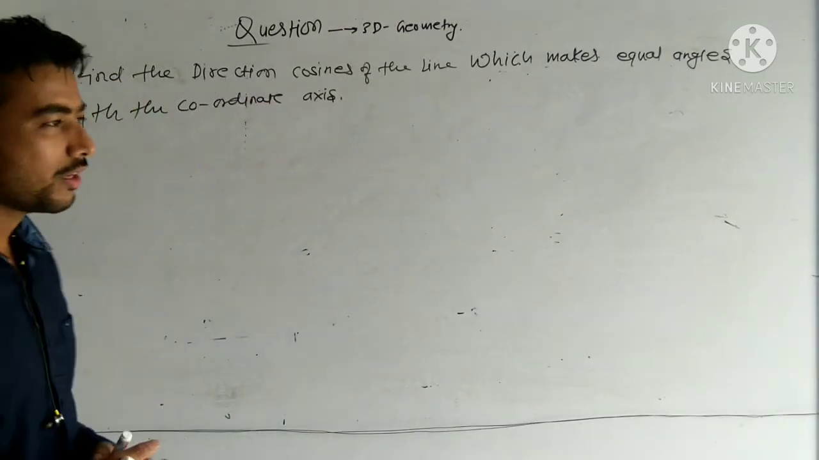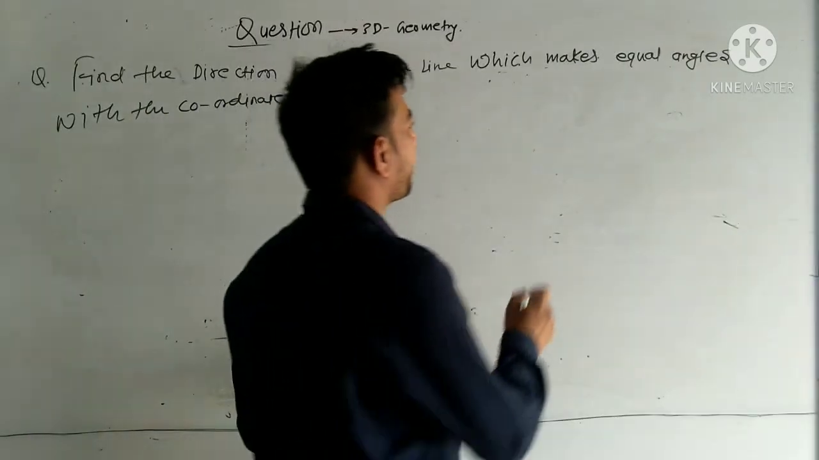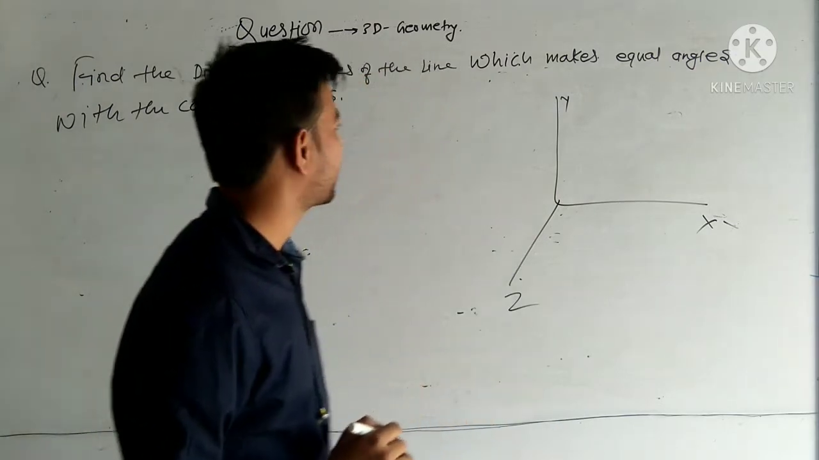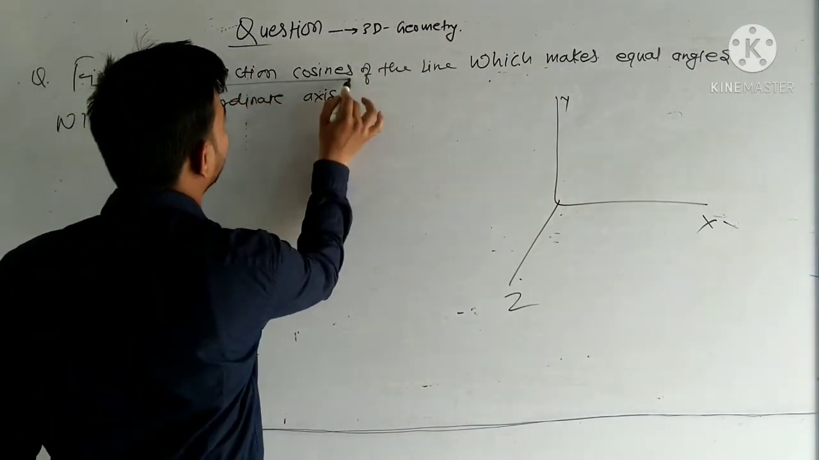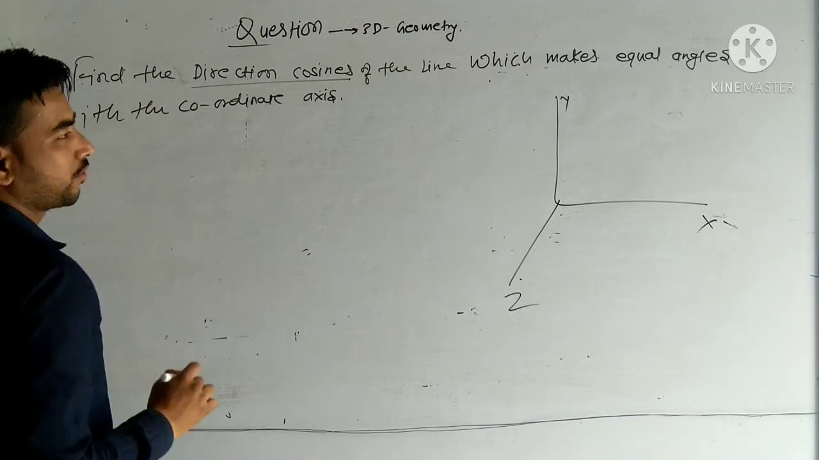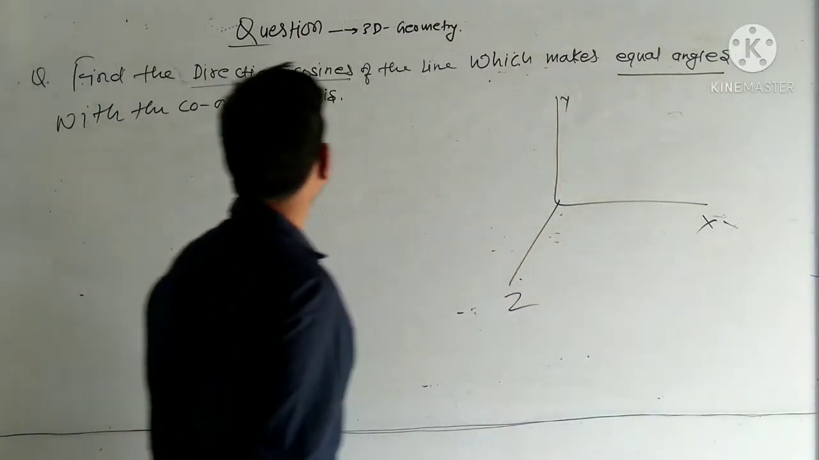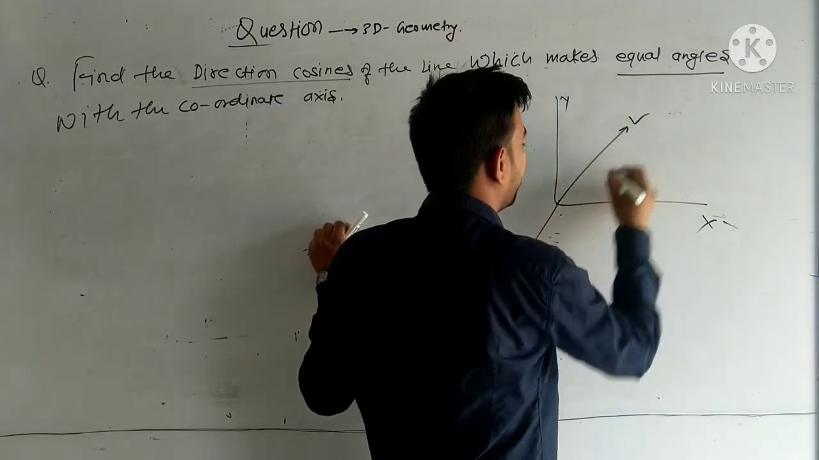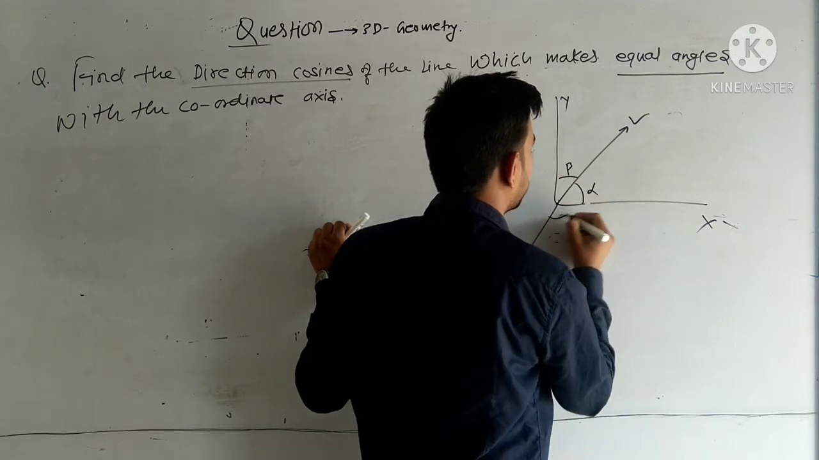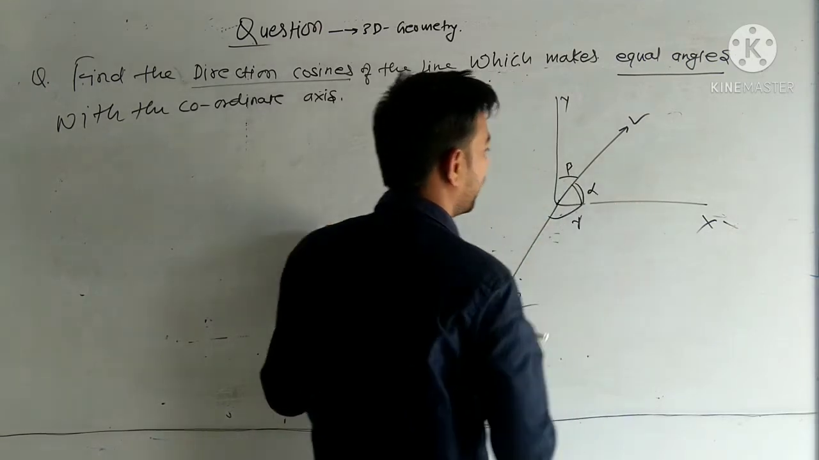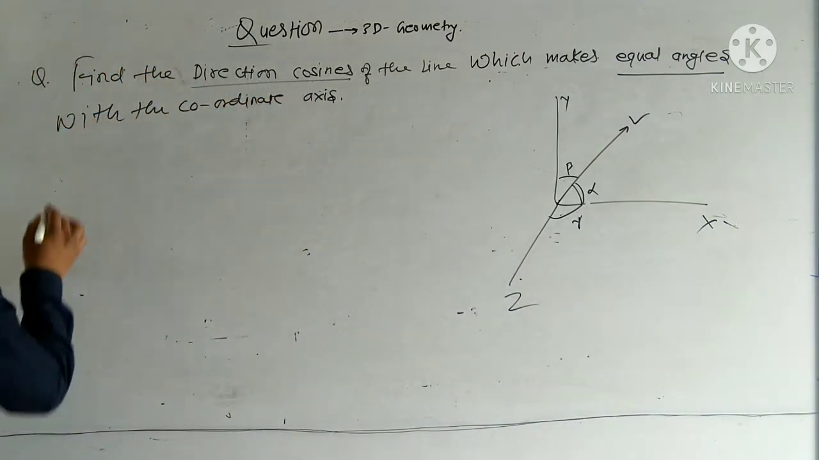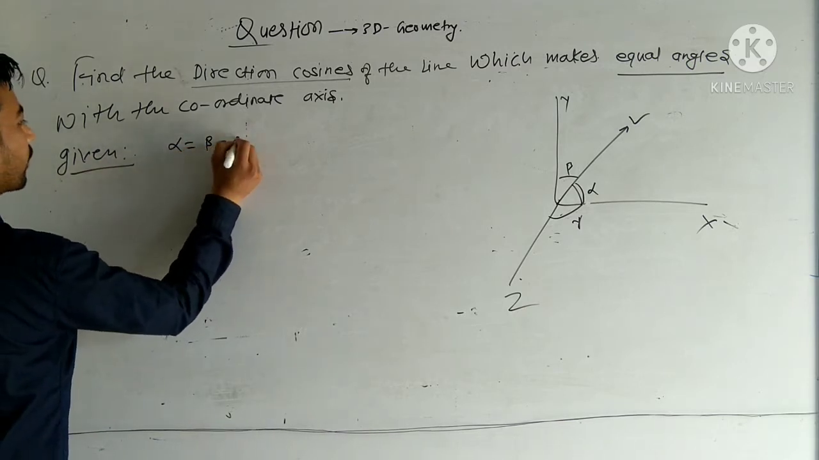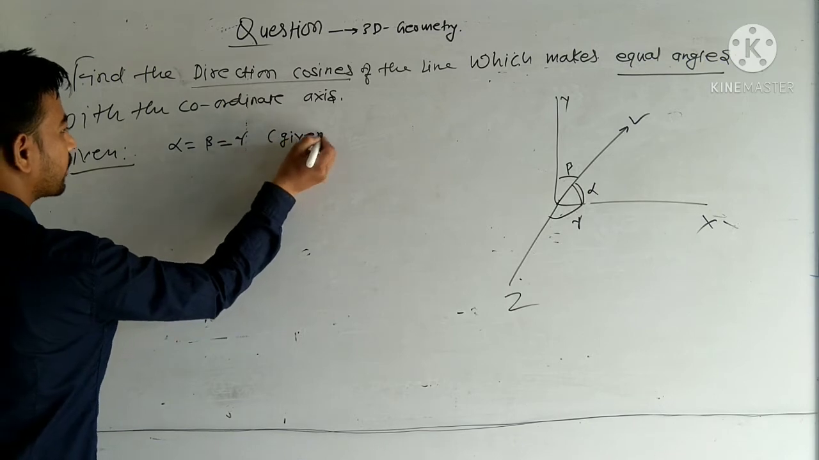Okay, so actually what is given? It is given like this now. X, Y, Z, all three axes are given. The question is what direction cosines of the line. What you have to find? Direction cosines, which makes equal angle with the coordinate axes. That means, suppose we have one line. Its angle is alpha, this one is beta, this one is gamma. And here it is given alpha equal to beta equal to gamma. It is given in the question.